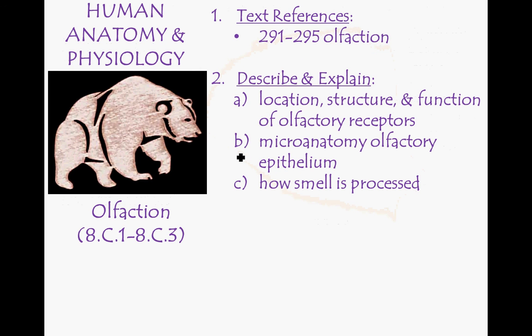Okay? So just a quick little bit there about the location, structure, and function of the olfactory receptors. You should be able to identify where those are, and describe their location. Describe the microanatomy of the olfactory epithelium. It is a mucosal lining there, involving supporting cells as well as those bipolar cells. And then a little bit about how smell is processed or transduced in the lateral and then medial areas of the cortex of the brain.